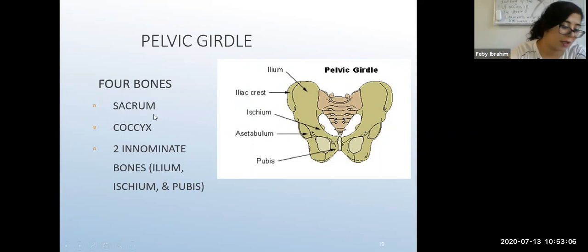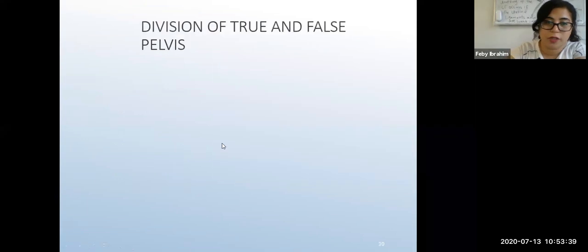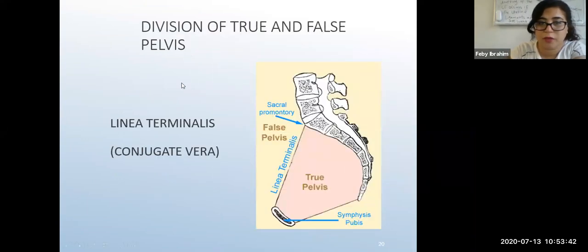Please write down that the sacrum and the coccyx form the posterior wall of the pelvis. And the two innominate bones are also known as coxal bones, C-O-X-A-L, coxal bones. They form the anterior and lateral wall of the pelvis. Okay. This is for the pelvic bones, and next it will be division of the true and the false pelvis.